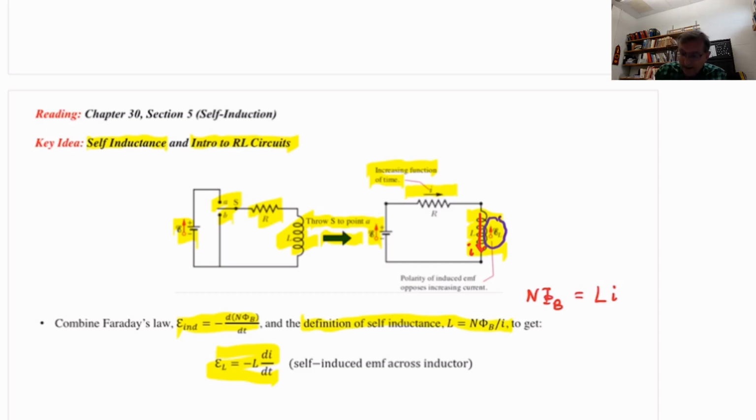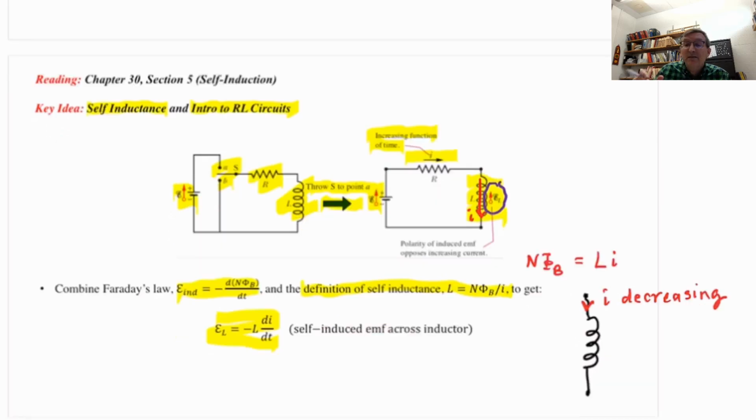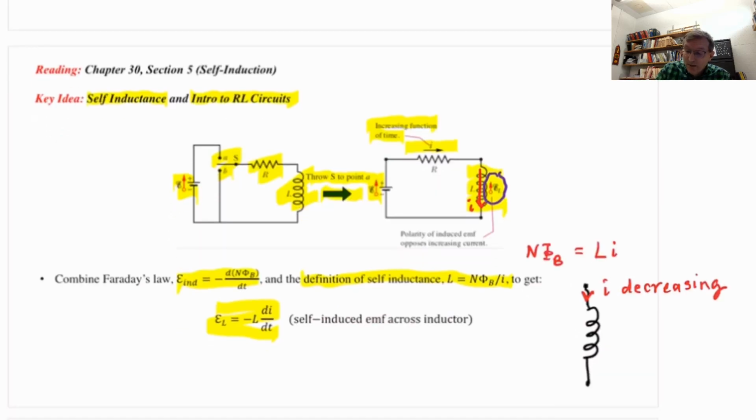And so if that were the case, then I'm just going to draw the inductor part of the circuit, like that, with the current I coming downward, but now I is a decreasing function of time in that case. Then the induced EMF across the inductor opposes that change. It doesn't want the current to go down. So which way will the induced EMF point? What will be its polarity in this case?